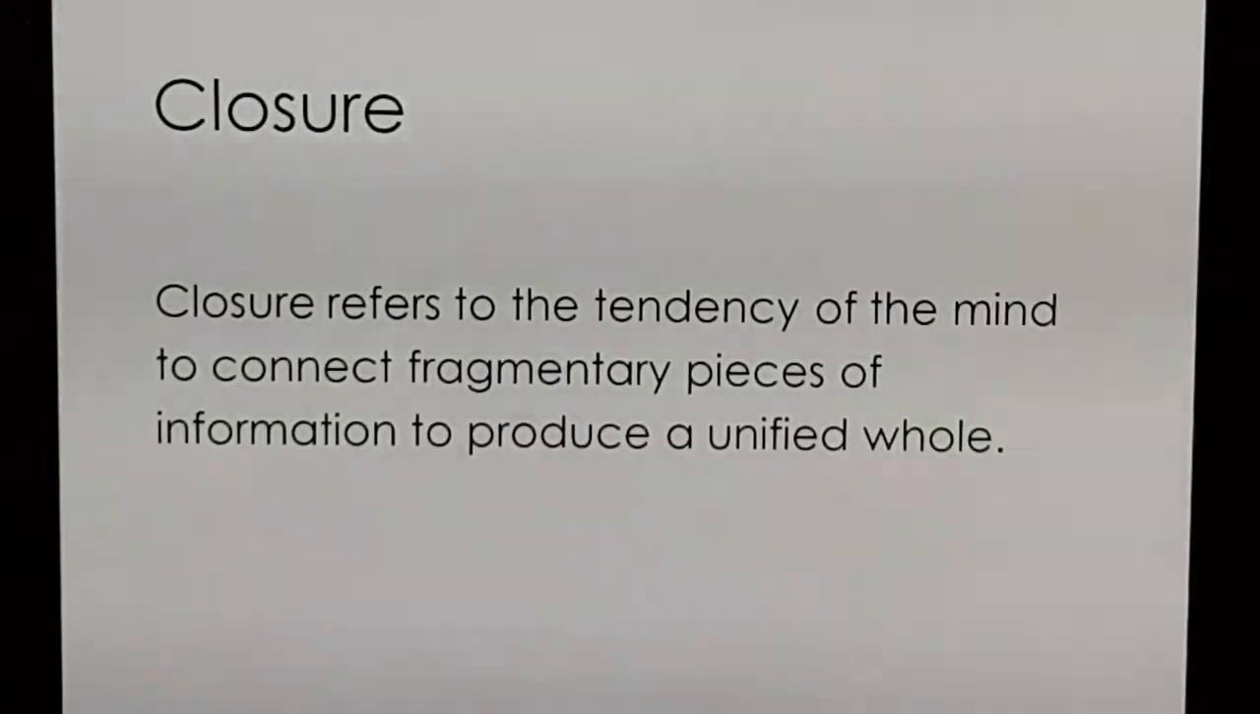Closure refers to the tendency of the mind to connect fragmentary pieces of information to produce a unified whole. For instance, you have this portrait of Beethoven, and when your eyes recognize the subject, which is Beethoven, then you start noticing the details, that it's constructed out of a series of words that are forming sentences, and the words can be broken down into letters. And the proximity of the text, how it's equally placed and close enough, acts as a unifying force, and it unifies the text to create the illusion of a face.